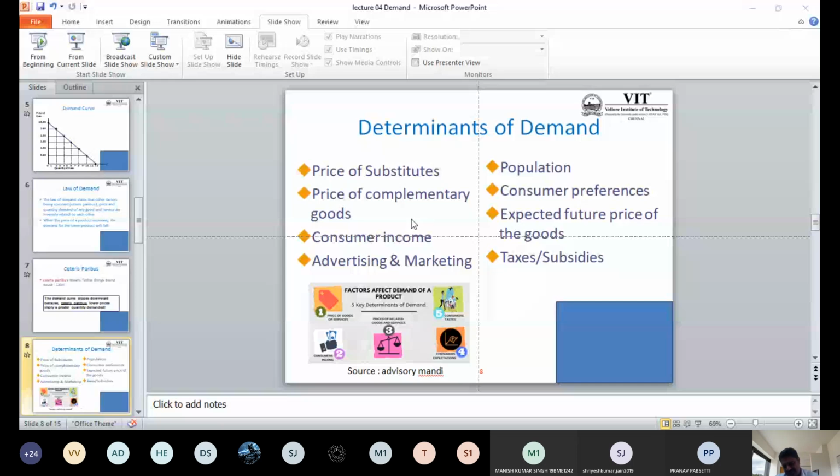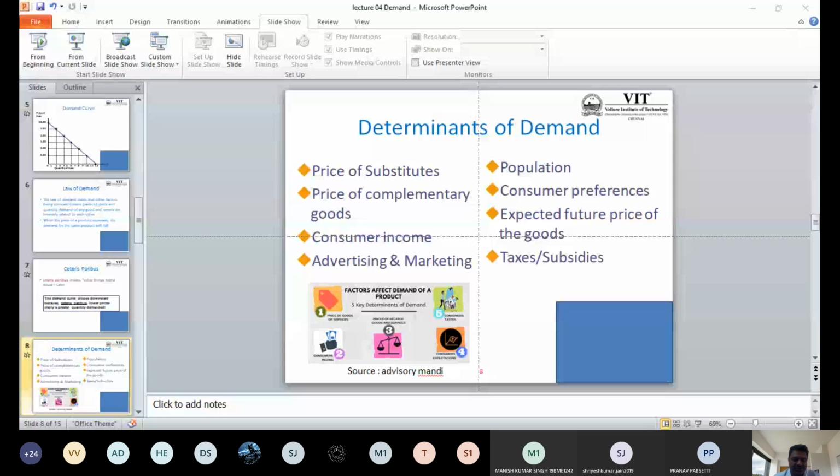Price of complementary goods. Complementary goods means, you know, in Tamil Nadu hotels, you go, you order a paratha or chapati, they bring it along with the side dish. I happen to work in Kerala. Whenever I go to hotels in most of Kerala, you order a chapati, only chapati will come. You have to order the side dish separately, whether it is vegetable curry or any non-vegetarian curry.